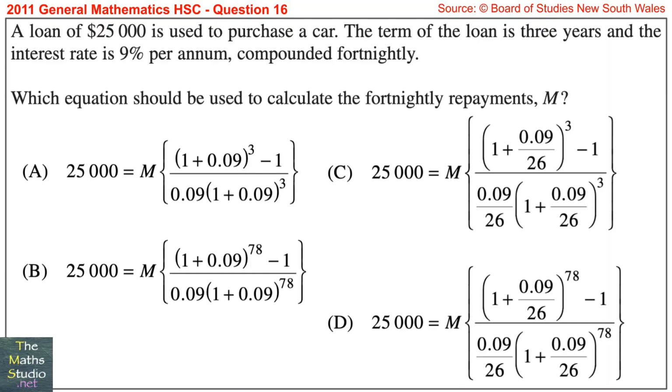Question 16. A loan of $25,000 is used to purchase a car. The term of the loan is 3 years and the interest rate is 9% per annum, compounded fortnightly. Which equation should be used to calculate the fortnightly payments, M?